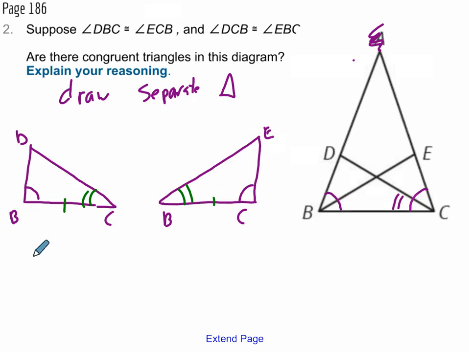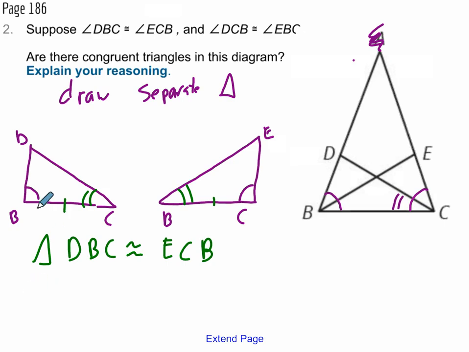So I could say triangle DBC is congruent to triangle ECB. And C is the same as B, so they're listed second. C here is the same as B here, so they're listed third. The reason I would say would be that the two angles are the same because of the given.